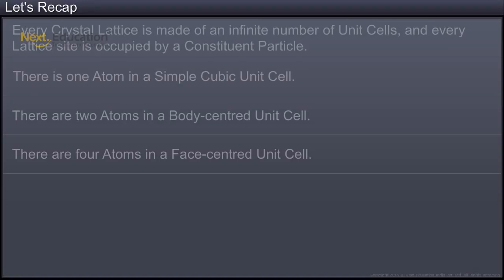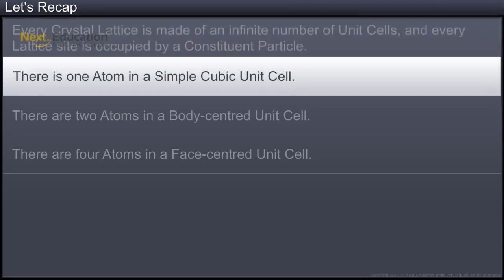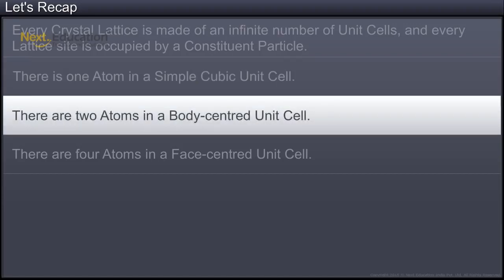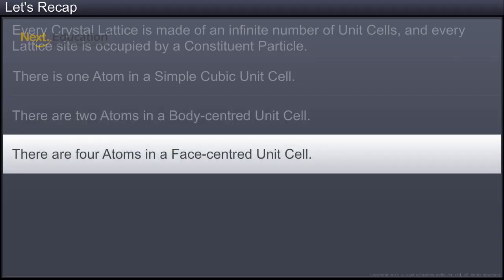You have now reached the end of this module. In this module, you learned that every crystal lattice is made of an infinite number of unit cells, and every lattice site is occupied by a constituent particle. There is one atom in a simple cubic unit cell. There are 2 atoms in a body-centered unit cell. There are 4 atoms in a face-centered unit cell.